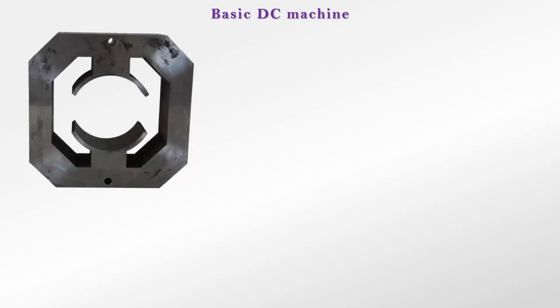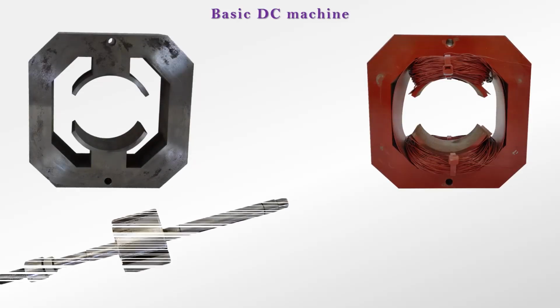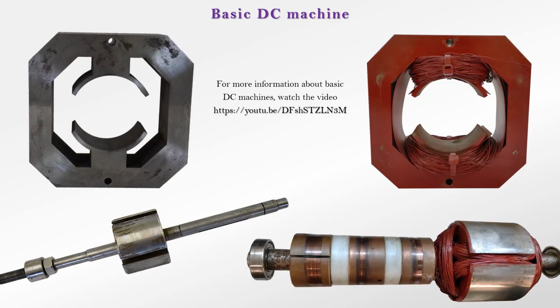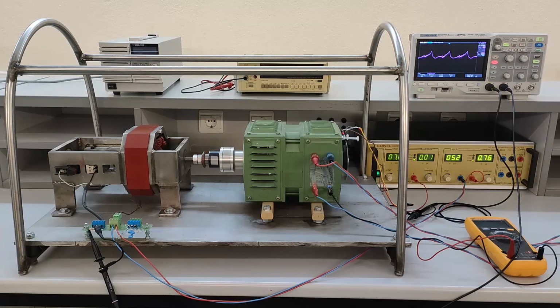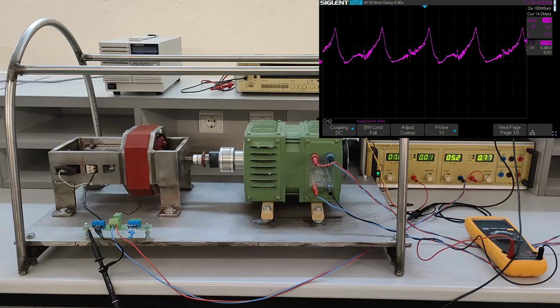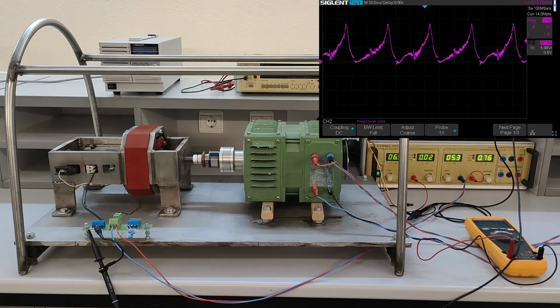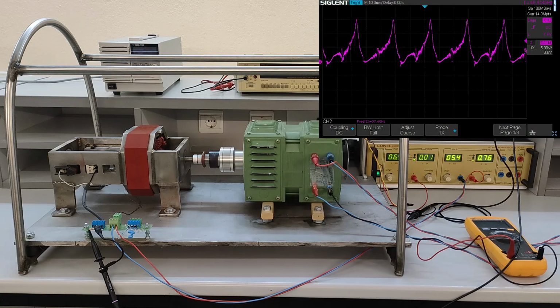In a basic DC machine, the stator has two poles, while the rotor has only one winding. The ends of the rotor winding are connected to the commutator. When the rotor shaft rotates, driven by a motor, a DC voltage is generated in the armature winding, as shown on the oscilloscope.